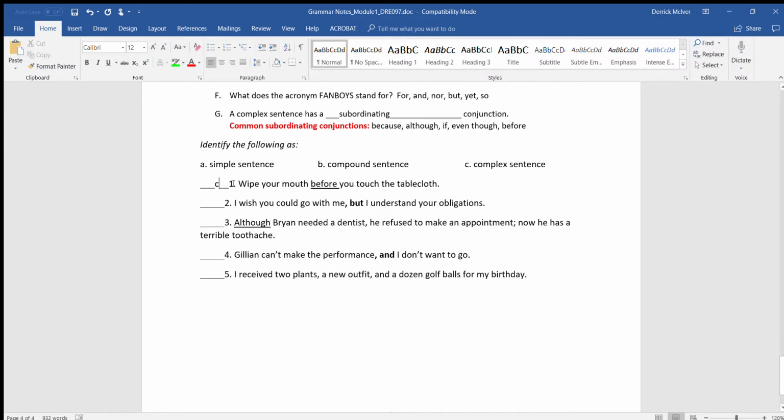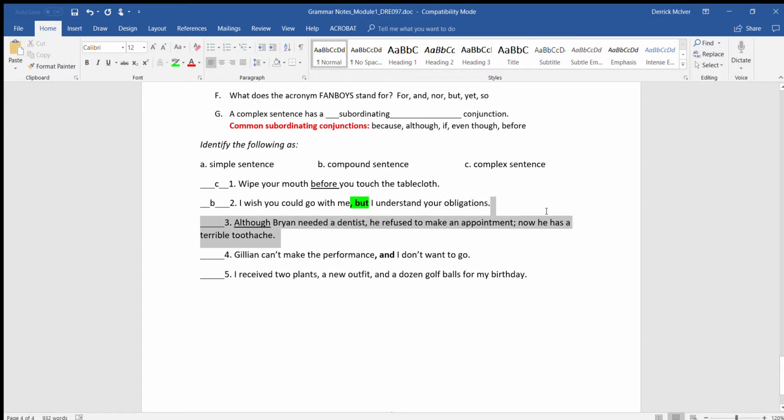I wish you could go with me, comma, but I understand your obligations. Two complete sentences joined with a comma and one of those coordinated conjunctions is a compound sentence. Although Brian needed a dentist, comma, he refused to make an appointment.